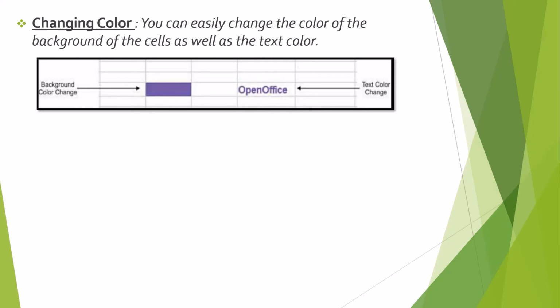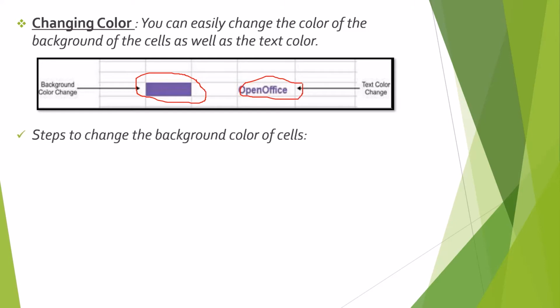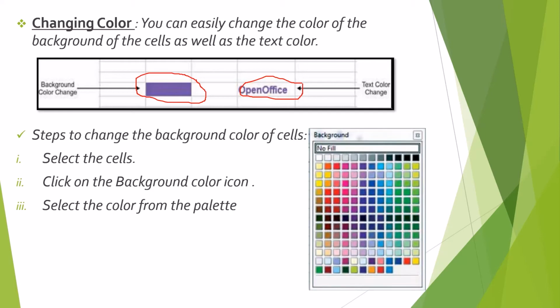Now, next point is changing color. We can change the background color of a cell, or we can change the font color too. So how to change them? Let us learn. First of all, how to change the background color of cells. First, select the cells whose background color you want to change. Click on the background color icon, then select the color from the palette. Such a palette will appear on the screen. Then select any color from it and it will be filled as the background color in the cell.